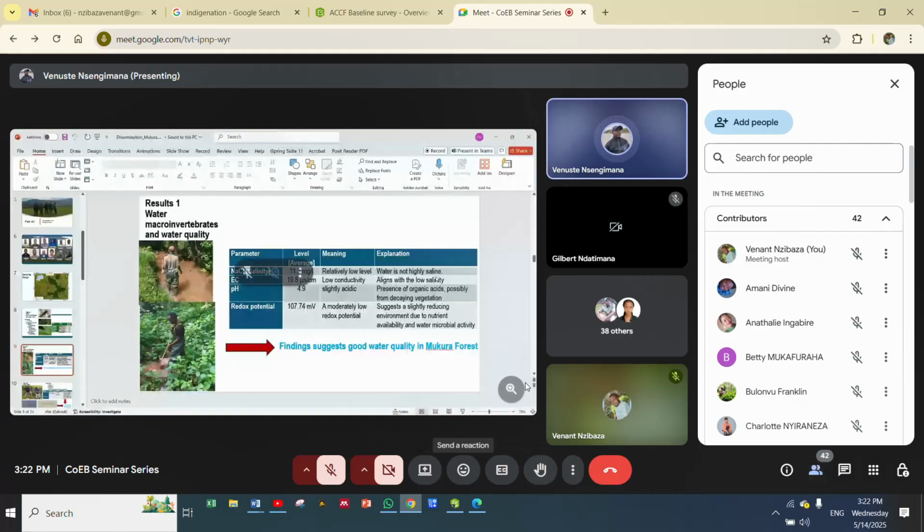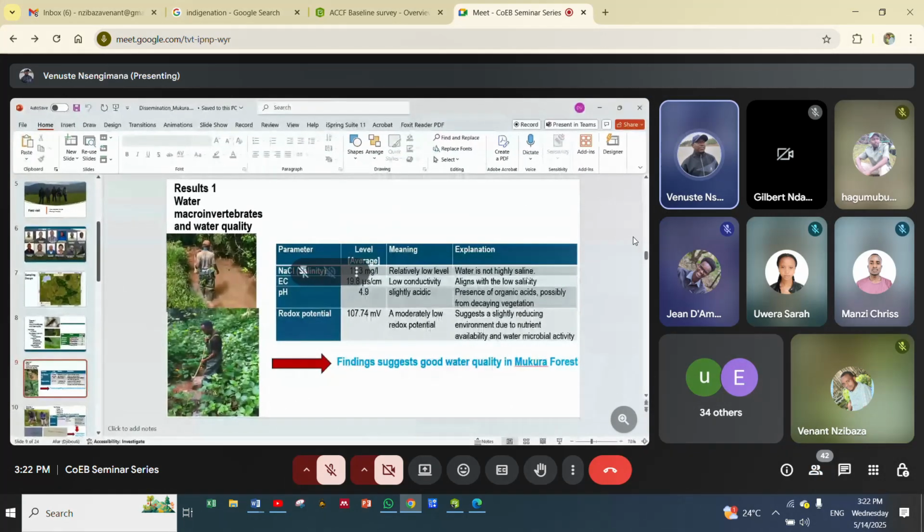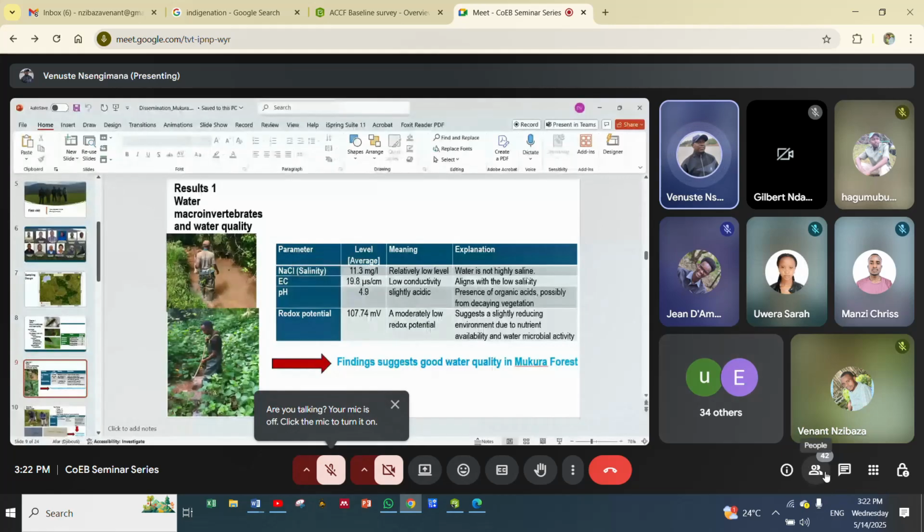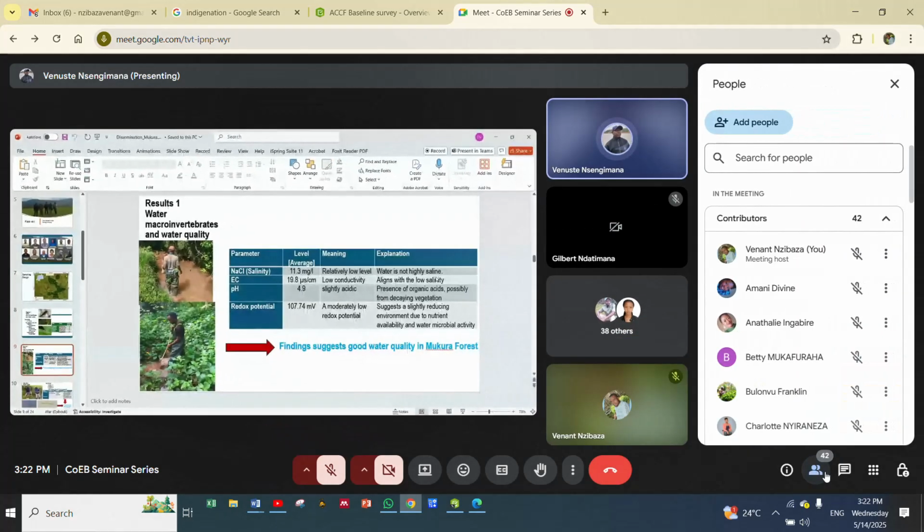And results have indicated that the salinity is relatively at low level, and that is a sign that water is not highly saline. And electrical conductivity was also low, which aligns with the low salinity, while the pH was slightly acidic, and this was due to the presence of organic acids, possibly from decaying vegetation, while redox potential was also low, and this suggests a slight reducing environment due to nutrient availability and water microbial activity.